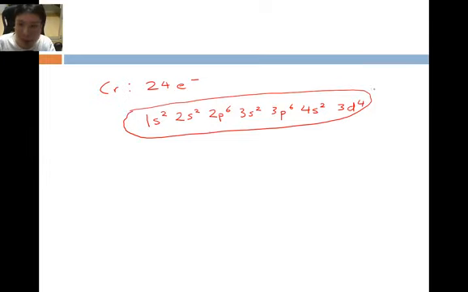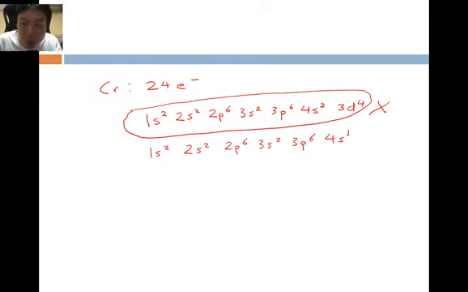However, this is not the correct answer, because for chromium, again, there's an anomaly. So the correct electronic configuration is 1s2, 2s2, 2p6, 3s2, 3p6, 4s1, 3d5. I would choose to promote one of the electrons in the 4s orbital to the 3d orbital, hence creating a system whereby I have a set of half-filled d orbitals. So this is the correct electronic configuration of chromium with 24 electrons.